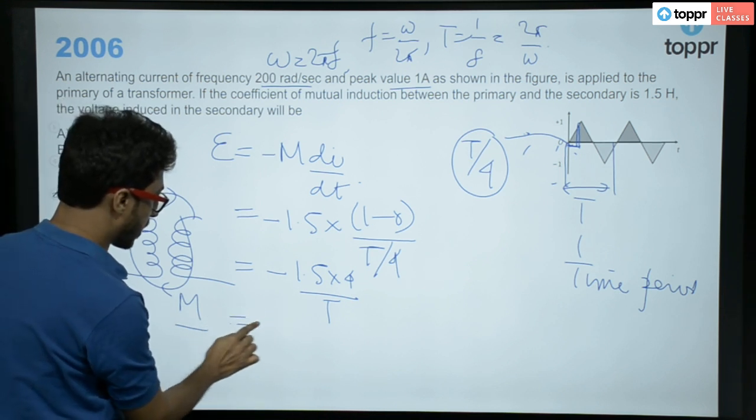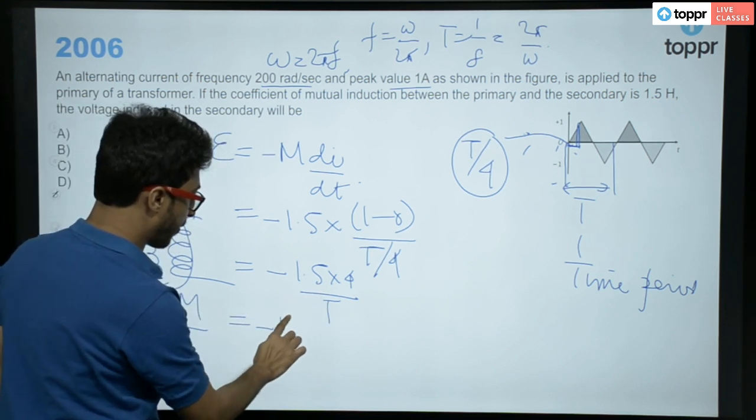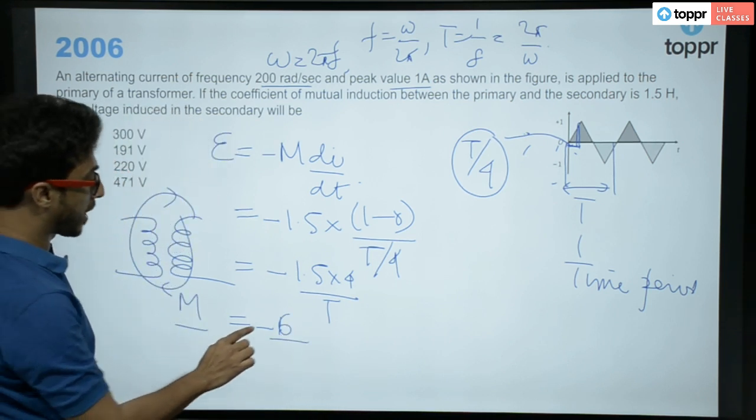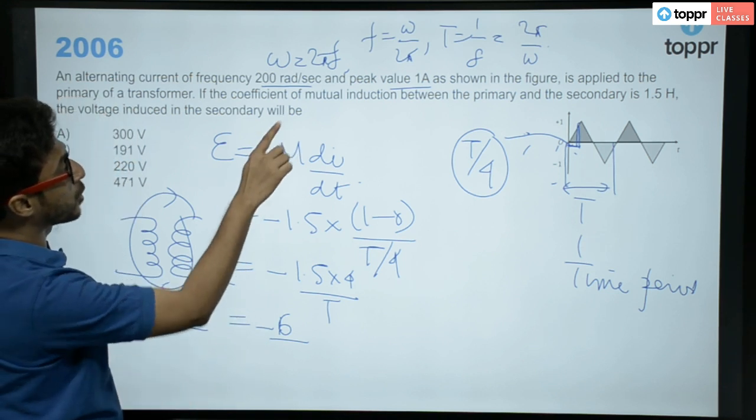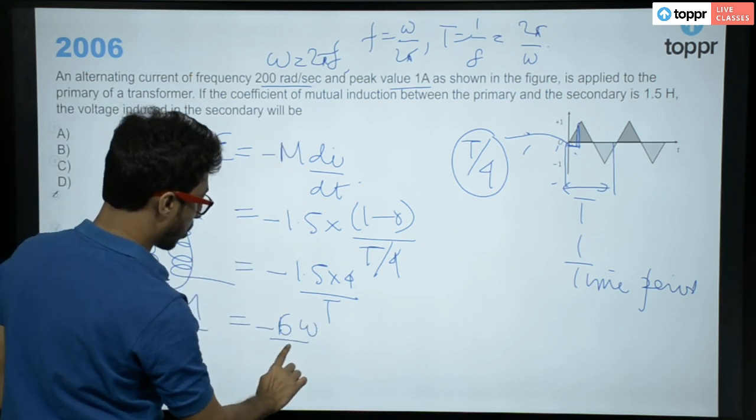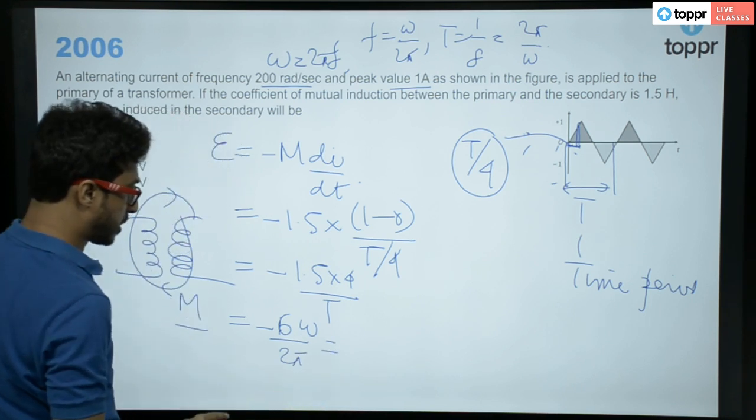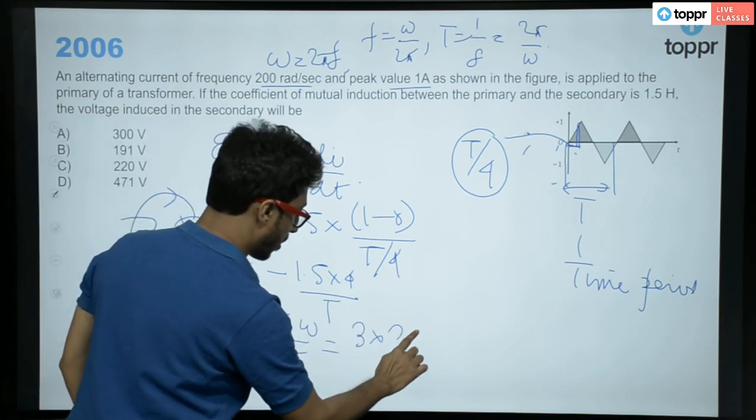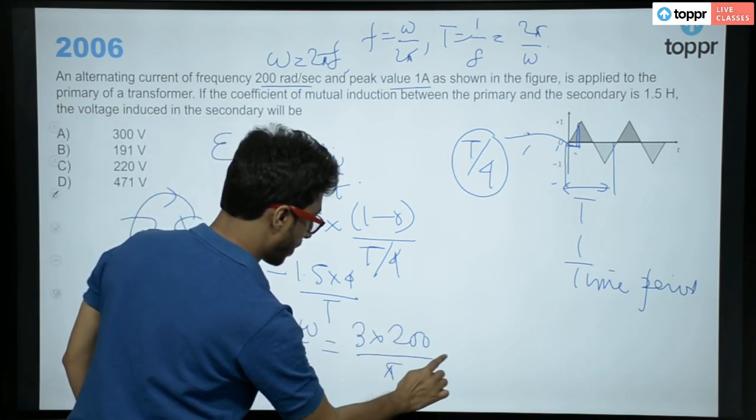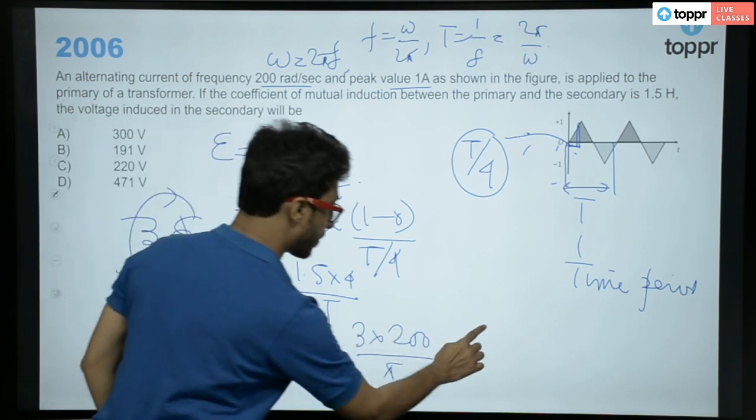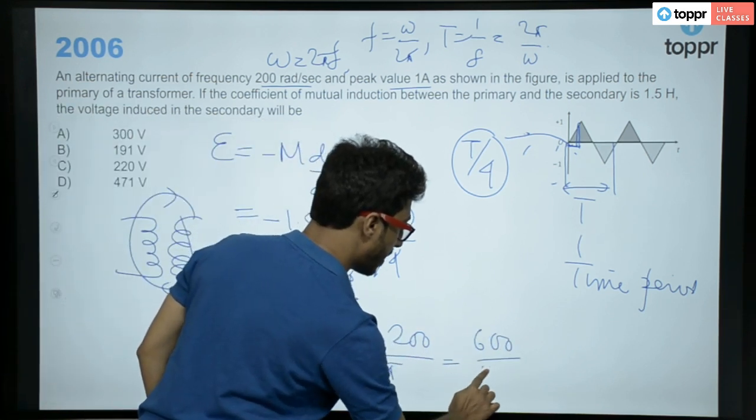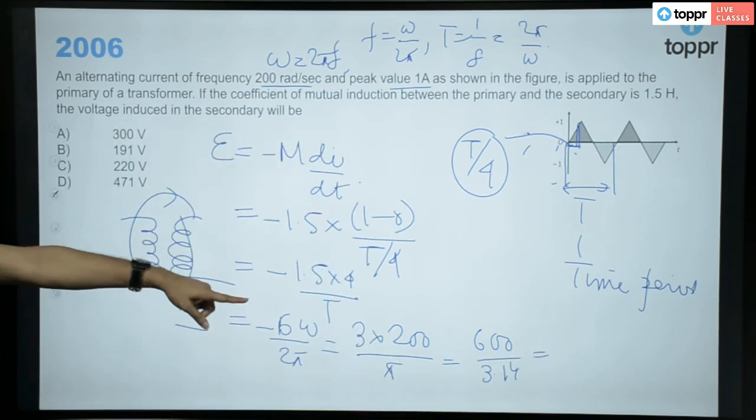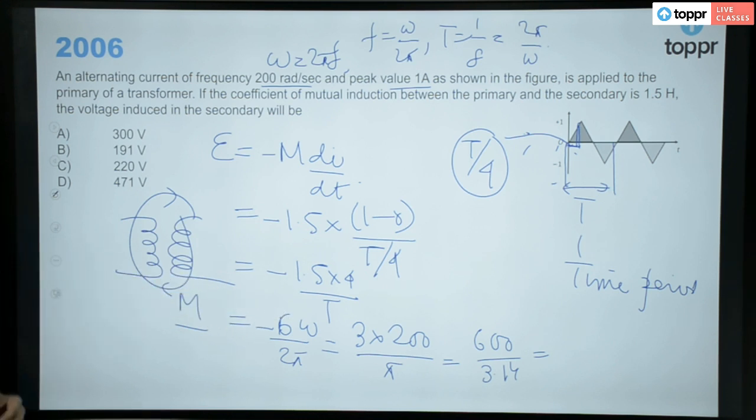So it becomes minus 1.5 into 4, which is 6. In place of T, if you put 2 pi by omega, omega goes up. That is 3 into omega. The omega value is 200. So 200 divided by pi, that is 600 divided by 3.14. If you calculate 600 divided by 3.14, you will not get actual time to calculate.